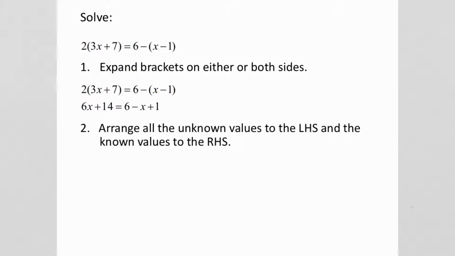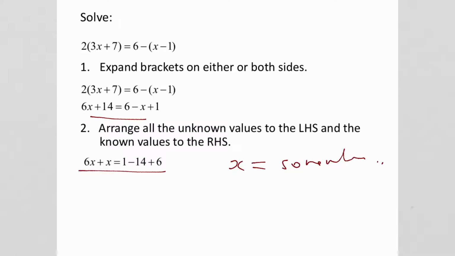Moving on, we arrange the unknown values to the left-hand side and the known values to the right-hand side. Keep in mind that x is our unknown, and our known values are the numbers and everything else. When you rearrange this, you should get something like this. Since we want x equal to some value, as I mentioned before, we need to get the unknowns, the x's, on this side here.